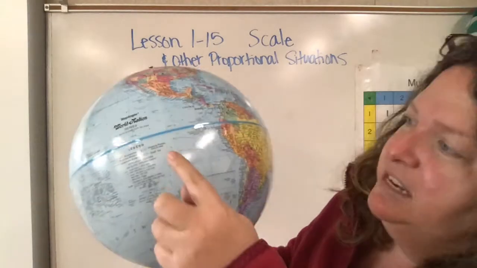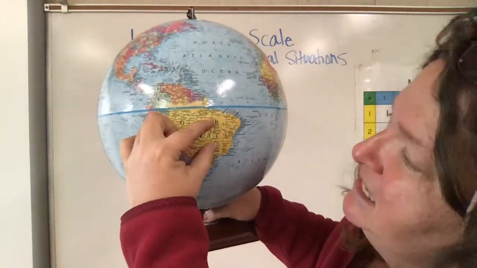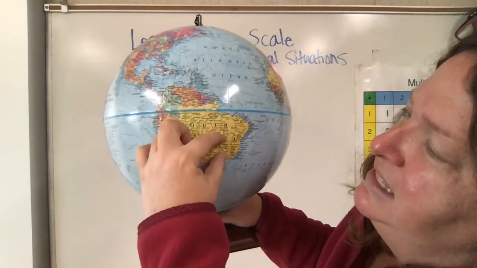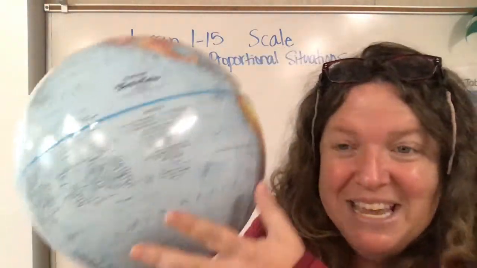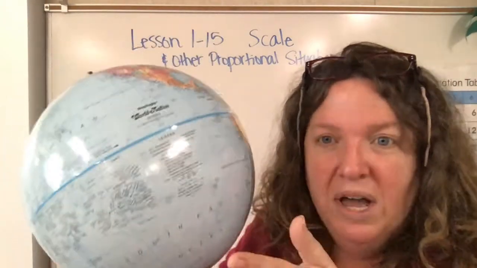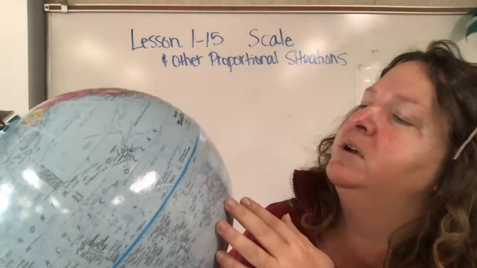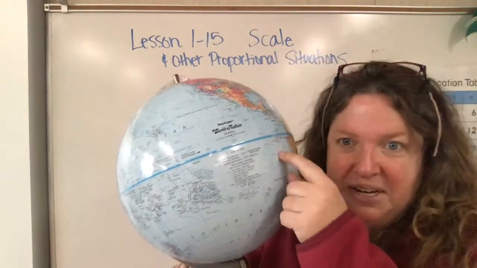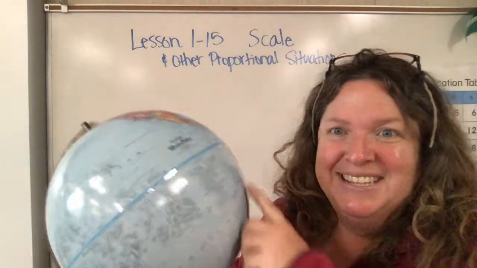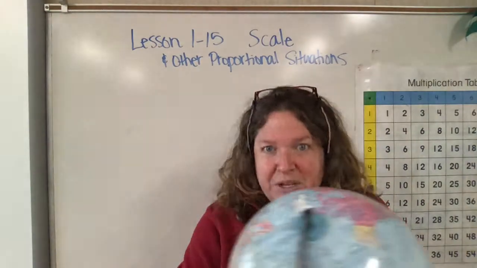So every single inch, if you find an inch, here's South America. If you find an inch in South America, that distance is 660 miles. It's a long ways. It's cool that it tells us the scale. 1 to 41 million, 41.8 million. Because 1 inch on here equals 660 miles of the real Earth.